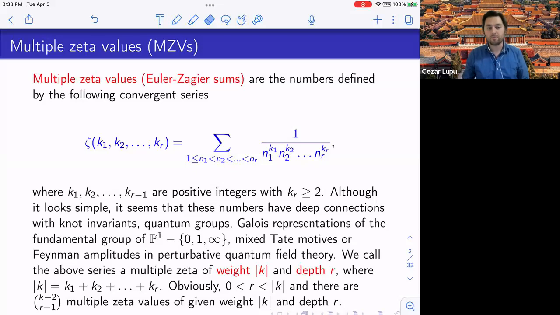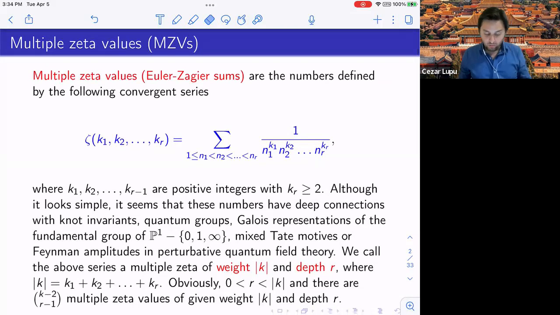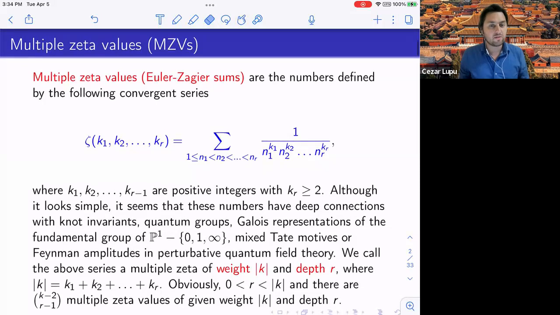So obviously there are 2 to the power k minus 2 all together, but for r less than the weight, there are k minus 2 choose r minus 1 multiple zeta values of a given weight k and depth r. So we're interested in what kind of linear relations we can see between these numbers.